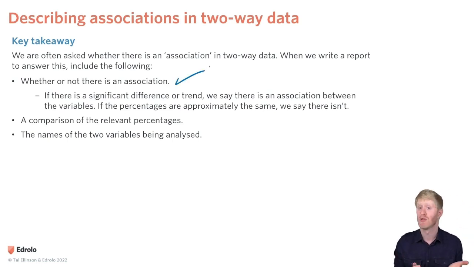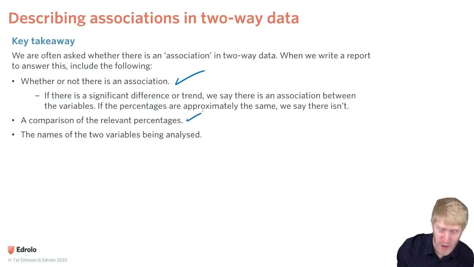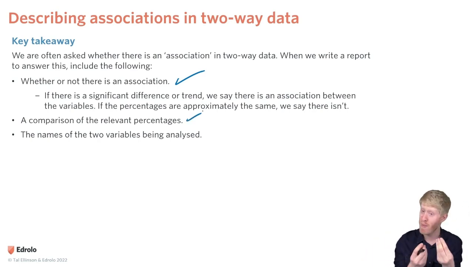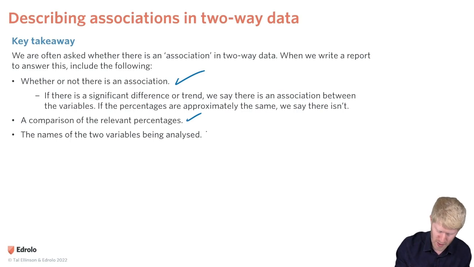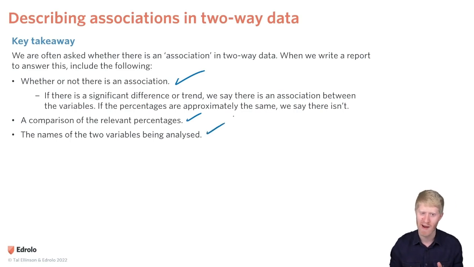Is there an association or is there not? When we do that, we need to support our answer by comparing relevant percentages. And we'll usually also put in the names of the variables being analyzed. Is that making sense? How about we see an example to see how it's done?